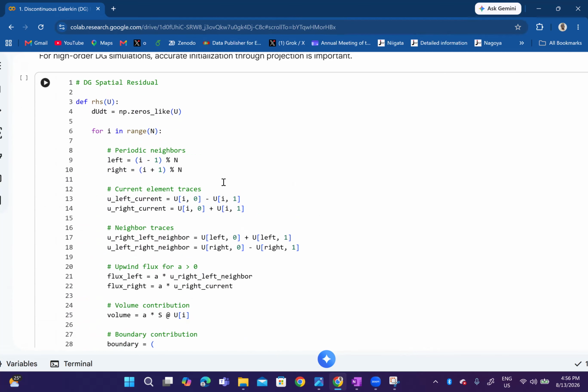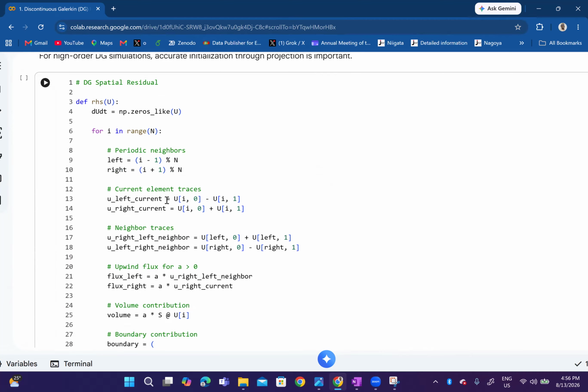In the DG spatial residual, we define the function for the right hand side of u. The u dt is initialized with zeros like u. Then for i in range n, whatever n is, the left neighbor is i minus 1 modulo n, which gives the remainder after we divide by n. For the right, we have i plus 1 modulo n.